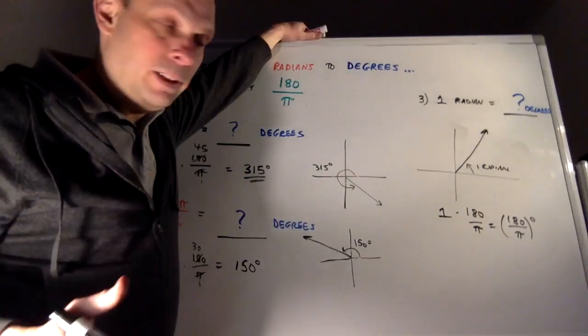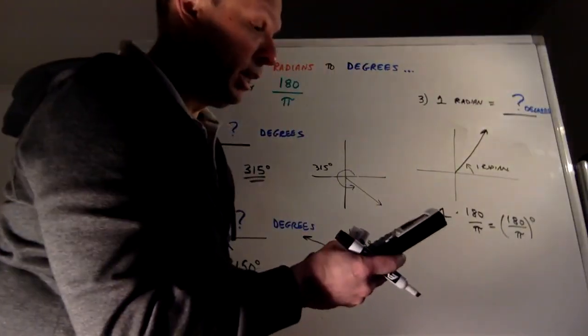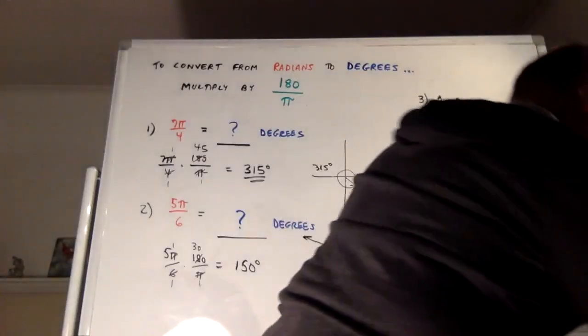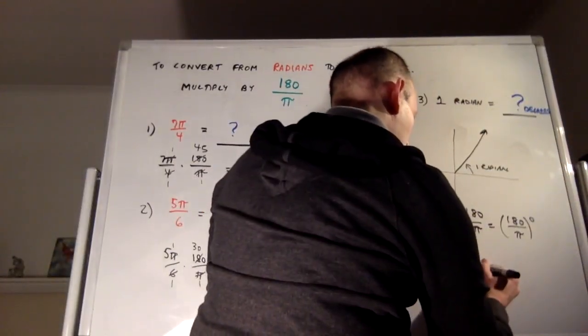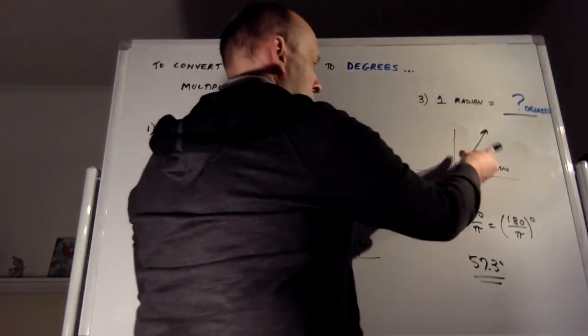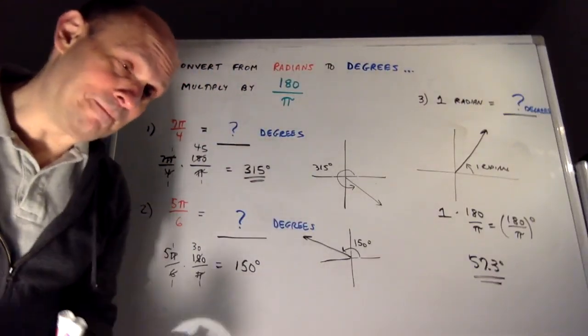But you can use your calculator, and I have a calculator right here, and if you just did 180 divided by pi, you would actually get 57.3 degrees. So that 1 radian I drew at the very beginning of this lesson was actually an angle of 57.3 degrees because that's what 1 radian turns out to be.